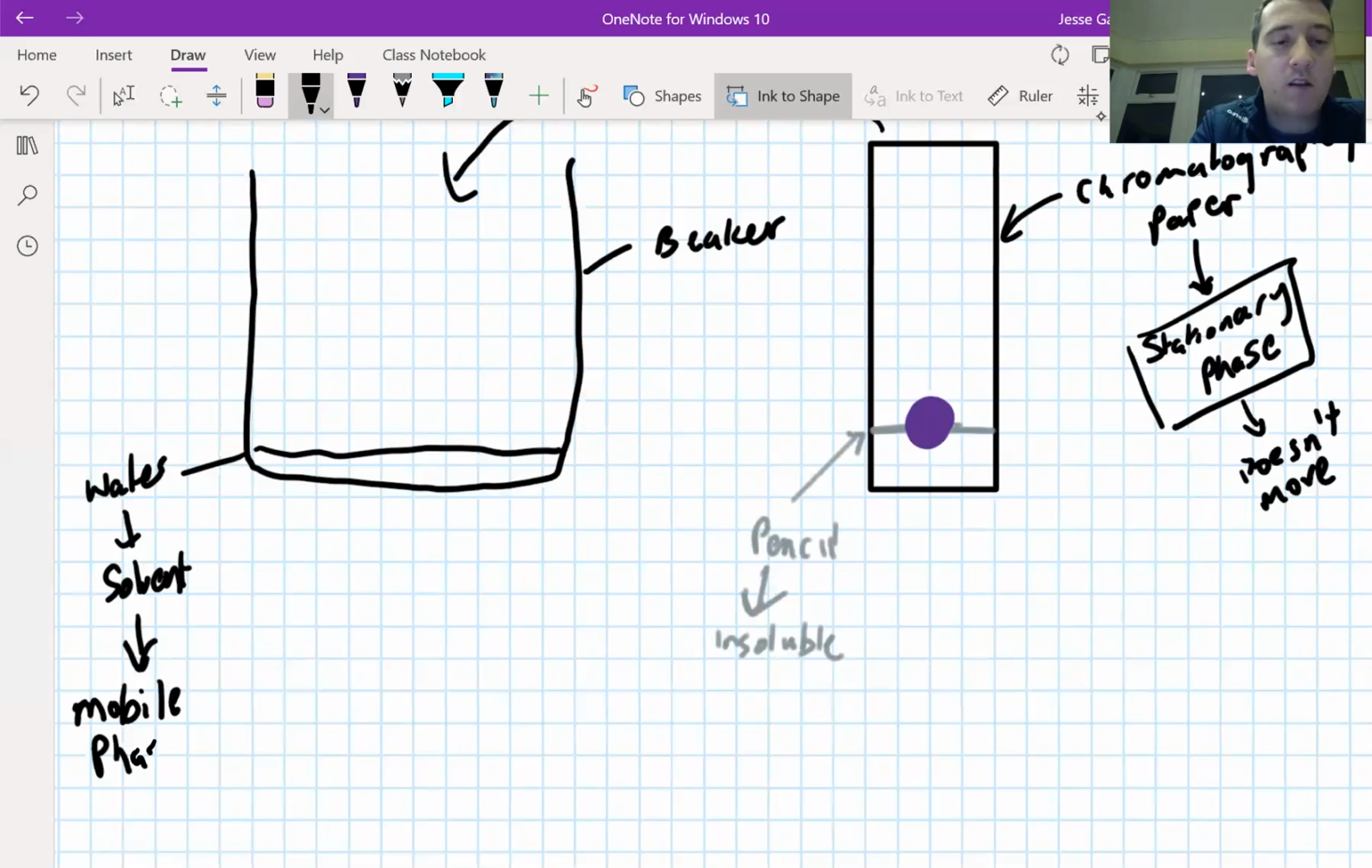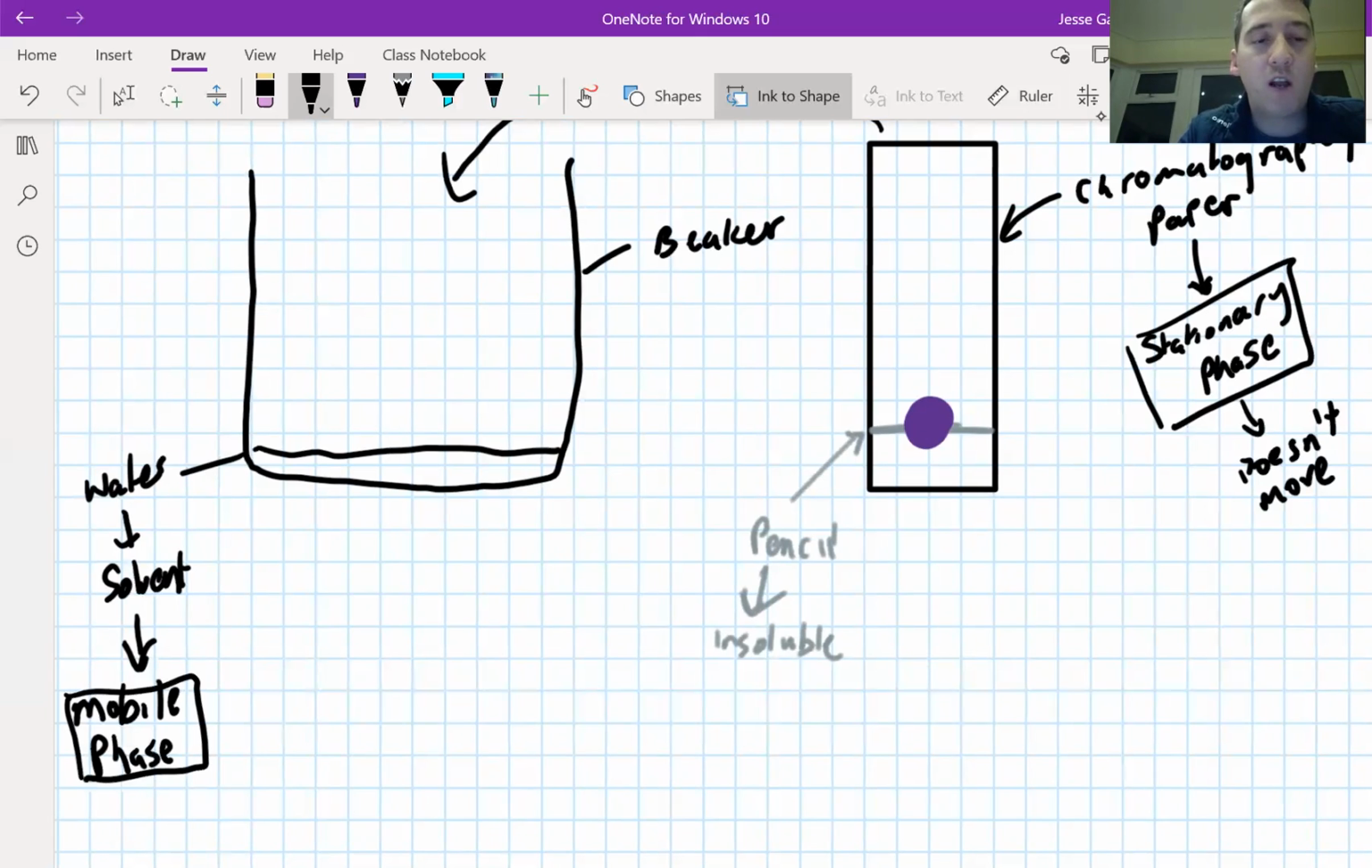And the mobile, where would you have seen that word before? Well, you would have heard of a mobile phone. A mobile phone is a phone which can move around with you. It's not stuck in your home, not stuck to the wall in your house. So a mobile phone is a phone you can carry around and bring to different places. A mobile phase, in this case, is the part of the experiment that moves.